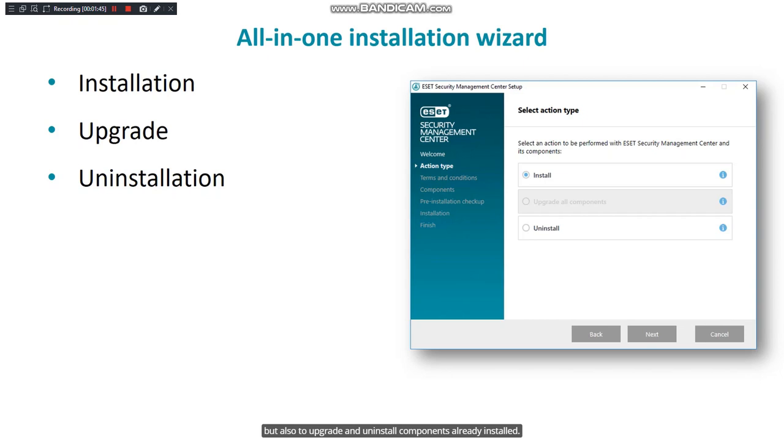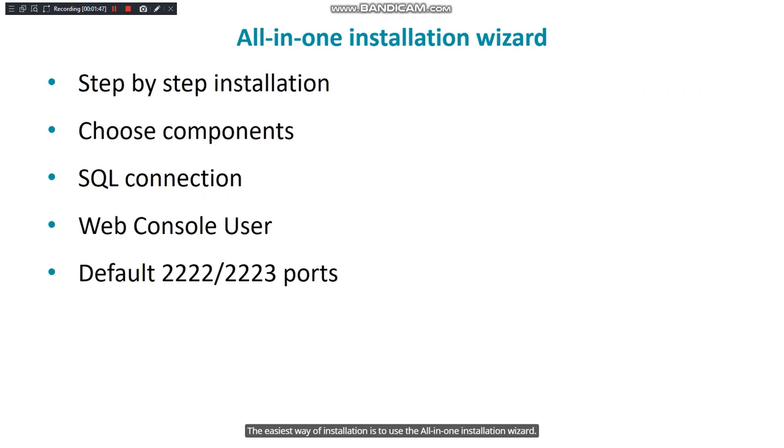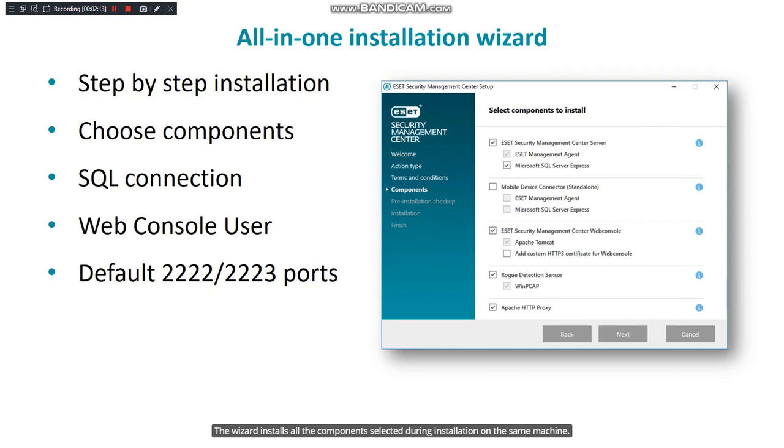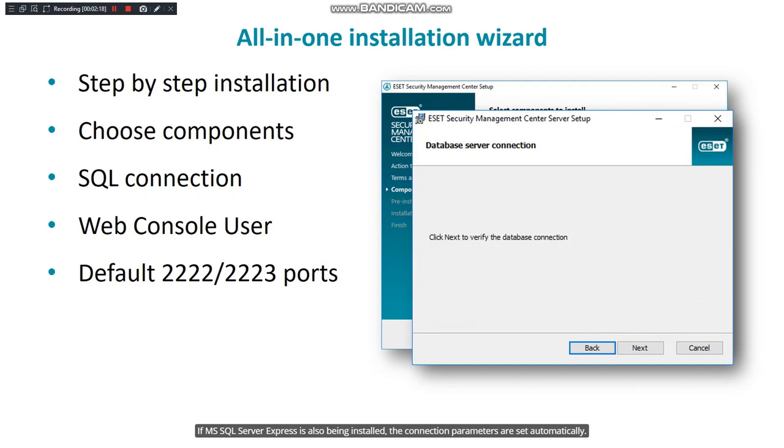The easiest way of installation is to use the all-in-one installation wizard. It allows you to select and install all the components one by one and set up the configuration for correct installation. A built-in process also checks system requirements and database server connection parameters. The wizard installs all the components selected during installation on the same machine. If MS SQL Server Express is also being installed, the connection parameters are set automatically.